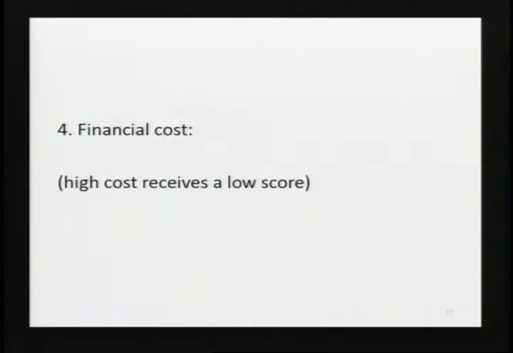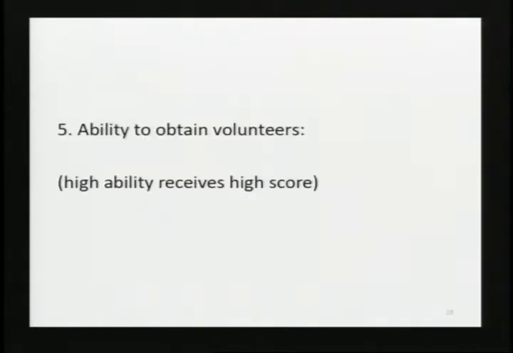The next item is financial cost. A high score is going to indicate a strength of the project, and so in this case, a high cost would indicate a low score, and a low cost would result in a higher score. So I'm seeing this as a pretty inexpensive project, which is a strength. And so I'm assigning a high score to this item of financial cost.